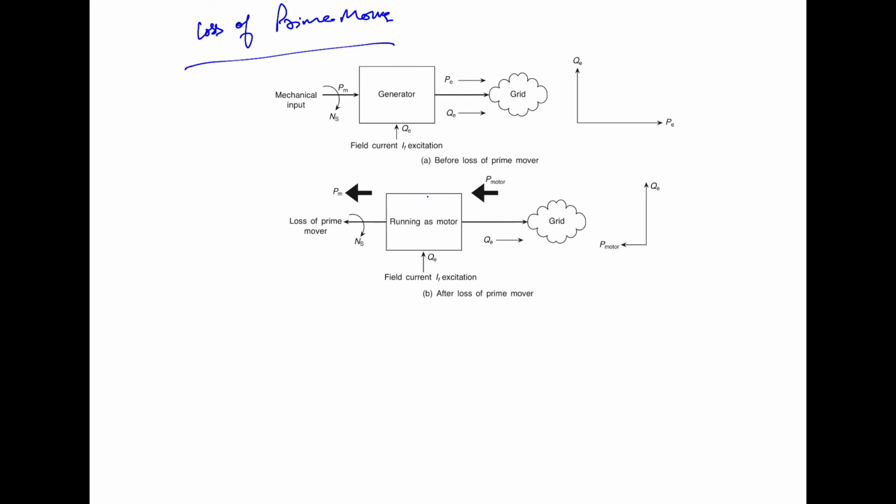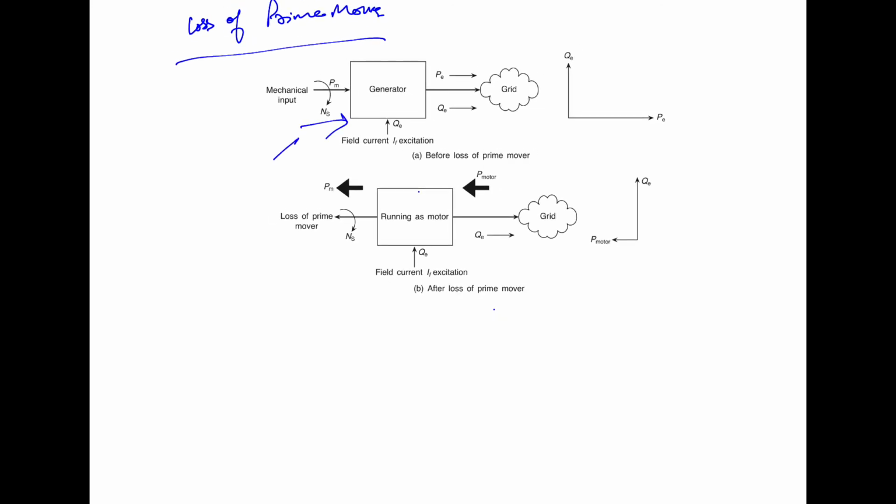Now the other abnormality is the loss of prime mover. Prime mover means the mechanical input, so the mechanical input in that very case is 0. So the machine continues to remain synchronized with the grid, however running as a synchronous motor, because it will take the active power from the grid.